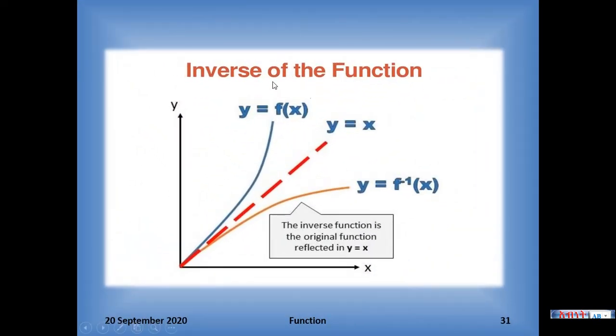In a graph, the inverse of y of x is this. So the inverse of a function is the original function with symmetry about y equals x, a mirror image. For example, when you look in a mirror, your right hand acts as left. So the inverse means like that.